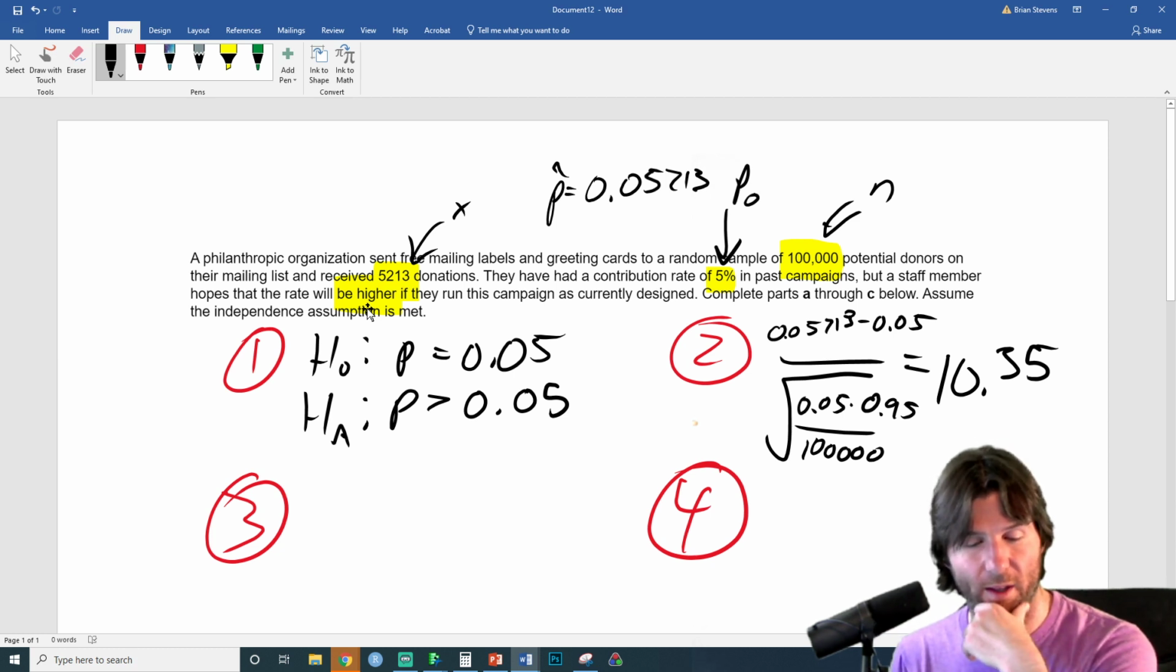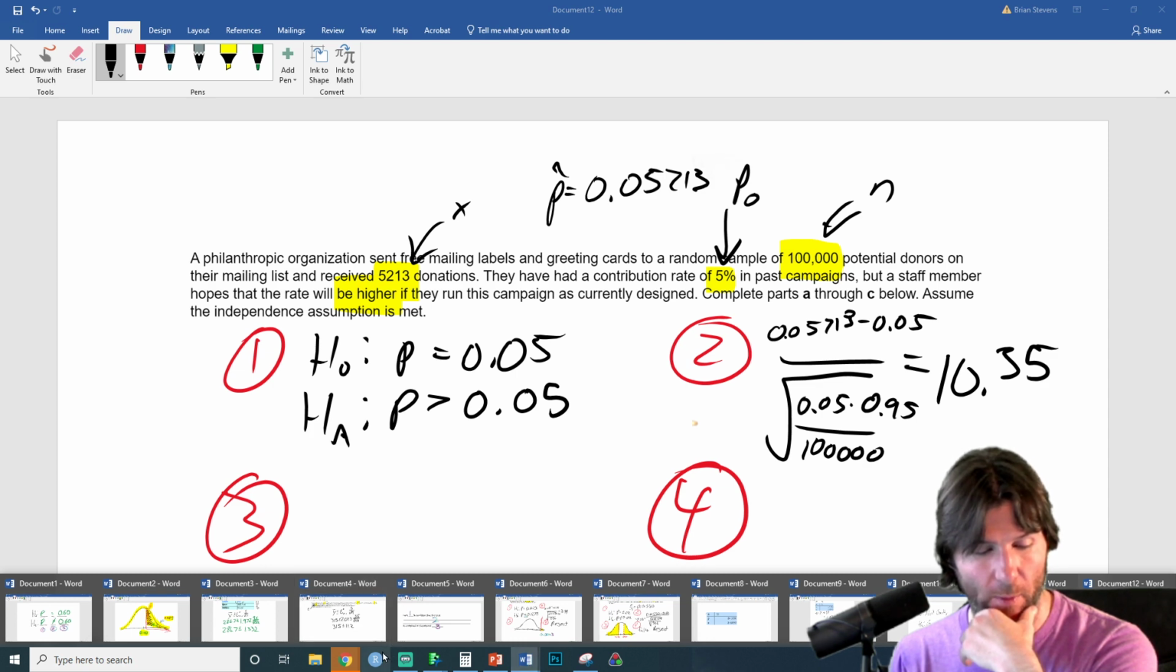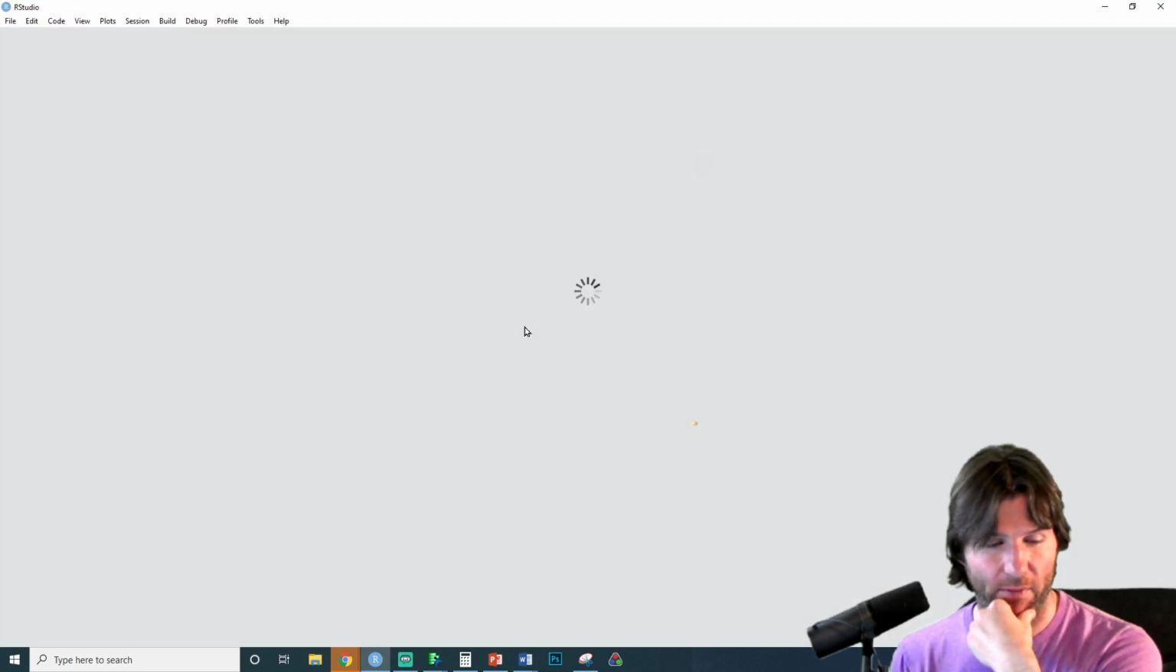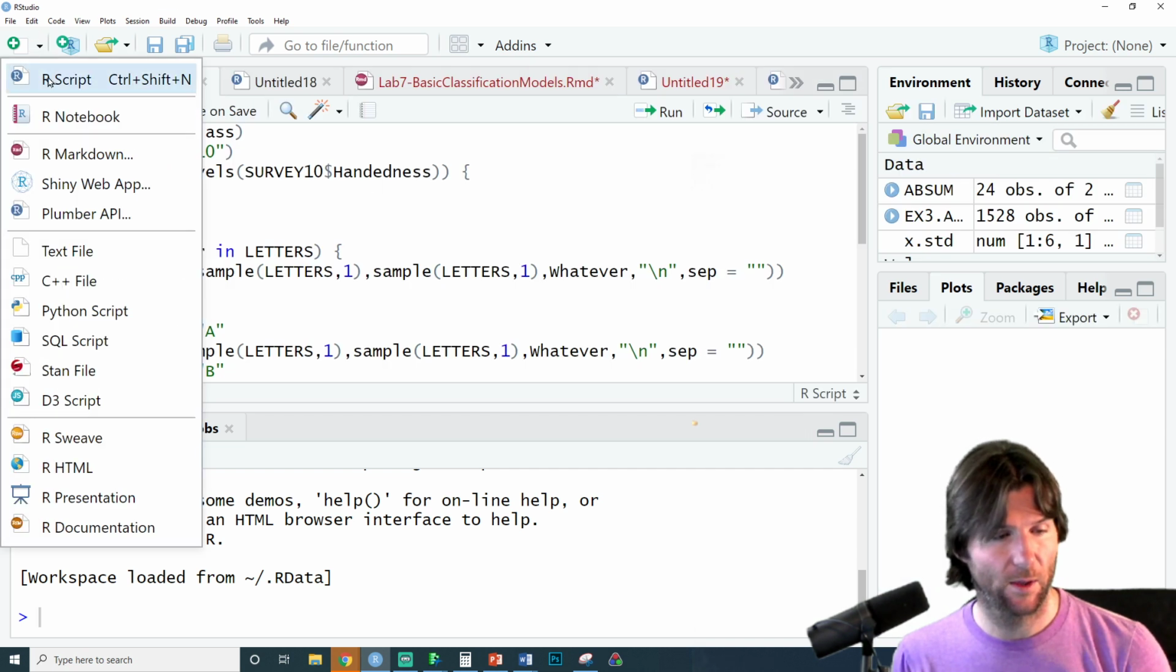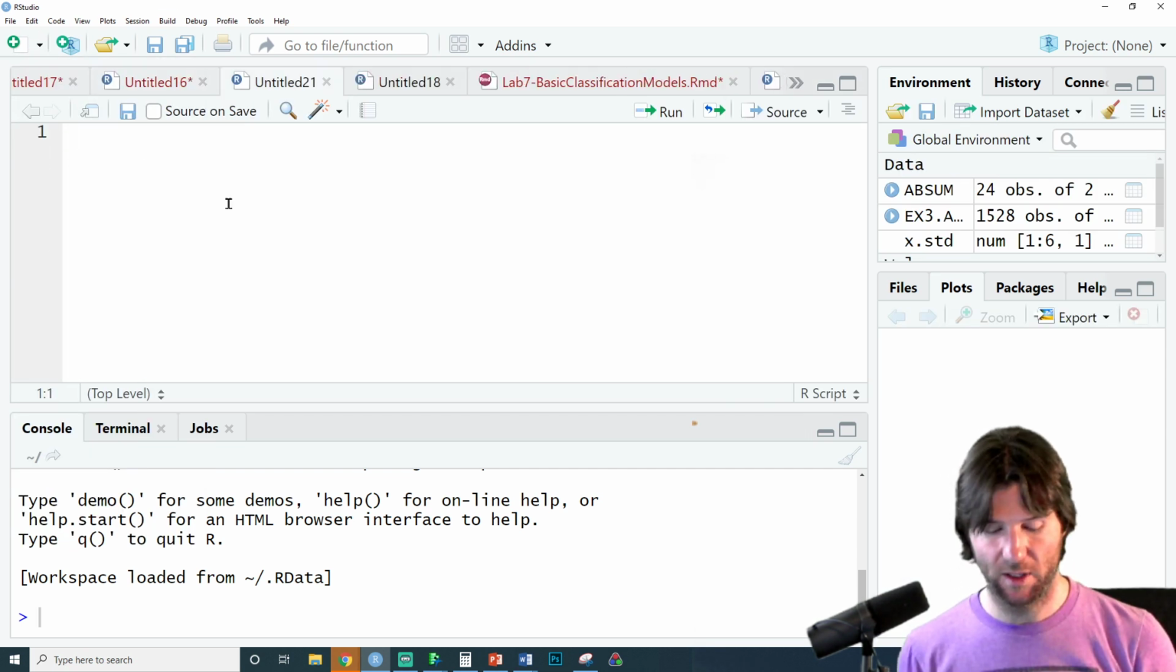Well, thinking about this, you know what I'm going to do? I'm going to open up R because I want to check my work. And if I'm going to do it correctly, I'm going to make sure it's working correctly. So let's see right here. We're just going to open up a new R script. We're going to put our numbers in here.